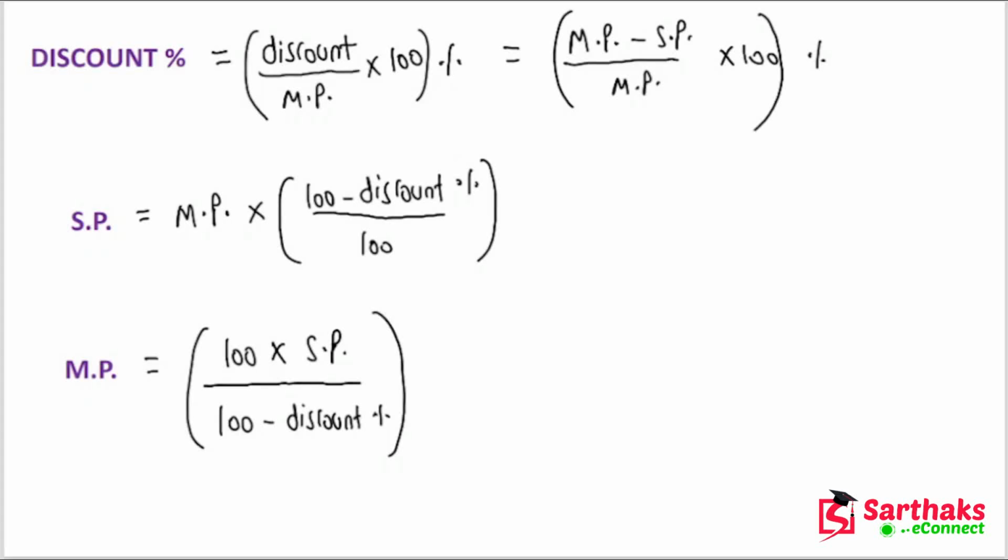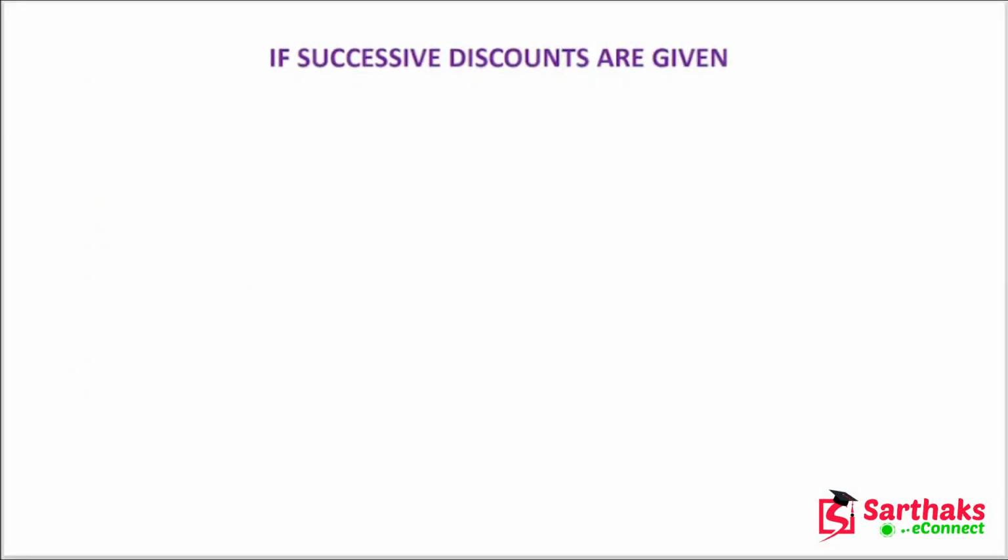Now let us see, if successive discounts are given, then how do we calculate the selling price? For example, first you give a 10% discount, then on that particular price you again give a 5% discount. So how do we calculate the total discount? It is not that you will add the discount percentages, because they are successive. That is, if you give a 10% discount on a 100 rupees item, it would be 90 rupees. Then you again give 5% on that 90 rupees. Okay, so that is successive discounts. So if successive discounts are given, how do we calculate the selling price?